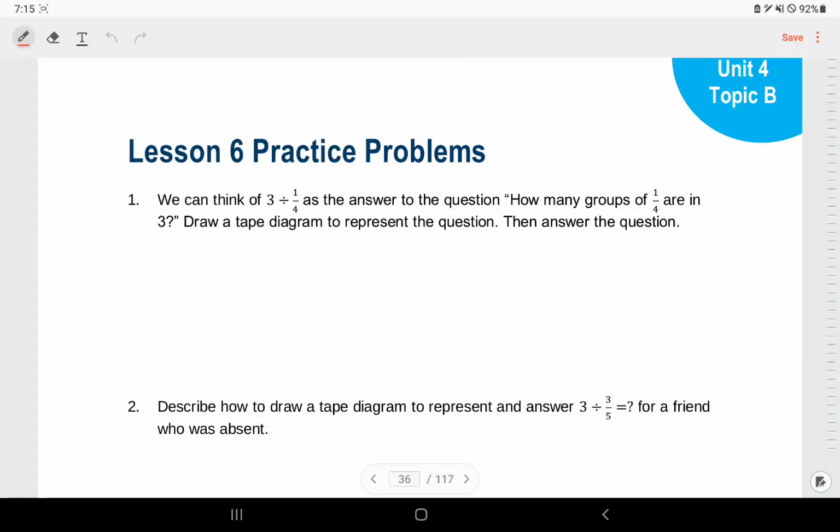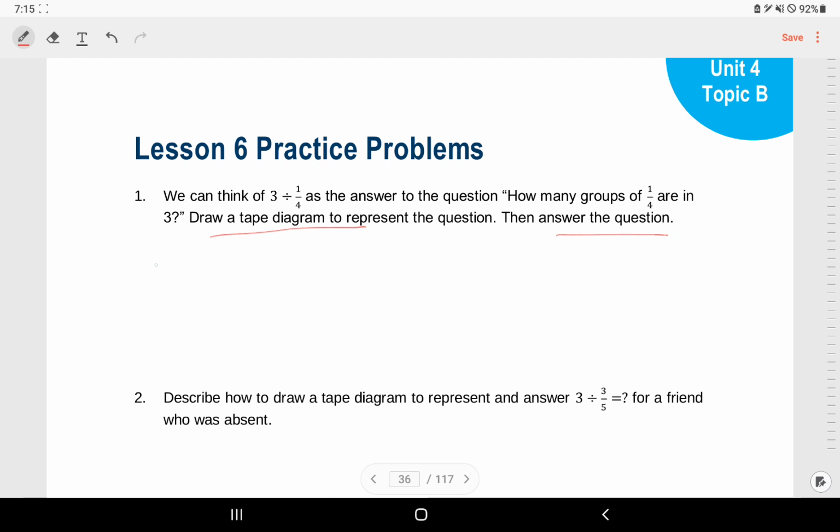Alright, so this is a review of how to do lesson 6. So, we're dividing 3 by 1/4. So it's how many groups of 1/4 are in 3. It says draw a tape diagram, then answer the question.